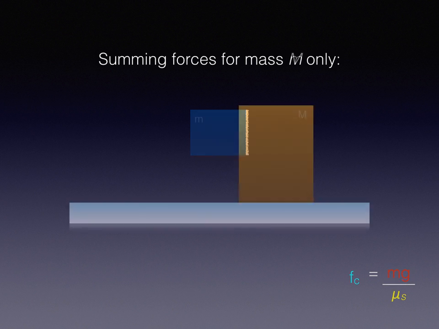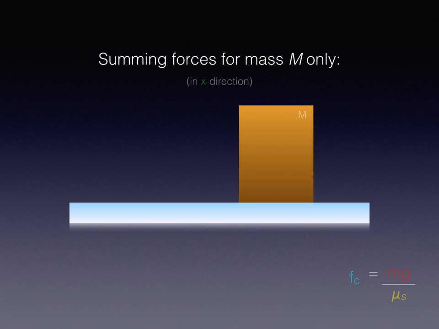And now let's look at just the large mass only. Draw a free body diagram for just the large mass. We're going to look at that only. So what's the only direction this is moving? Well, it's not rising up in the air, it's not sinking down into the surface, it's really only moving in the x direction.